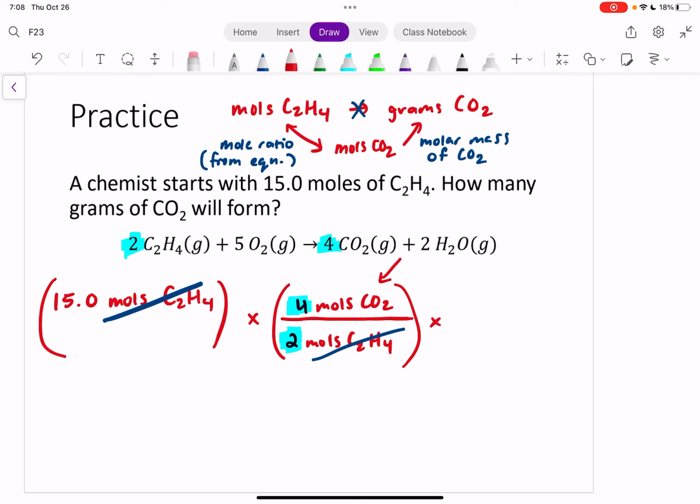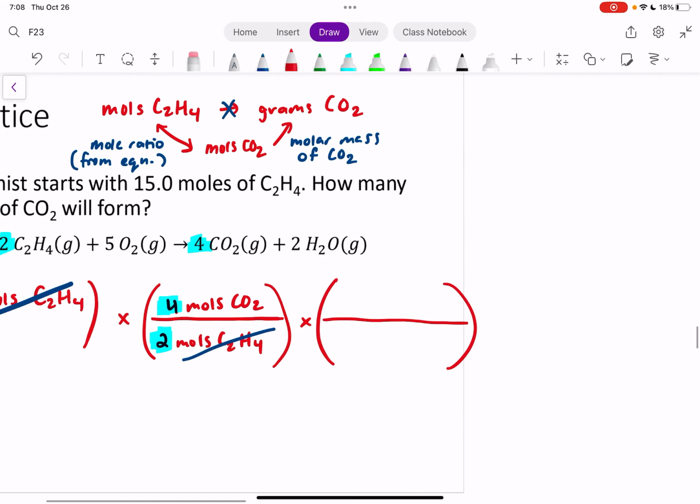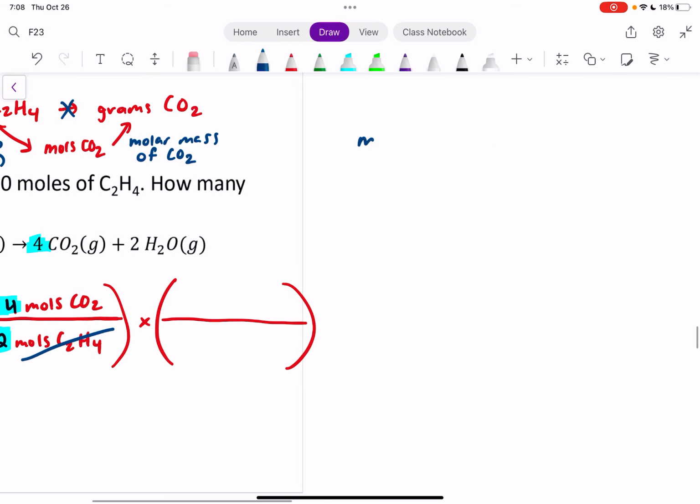Now, are we done? Do we want to end up in moles of CO2? We don't, right? We want to end up in grams of CO2. So we've done the first step, and now we've got to do the next step. And the next step involves our molar mass. So we've got to figure out our molar mass of CO2. So let's do a side quest over here for our molar mass.